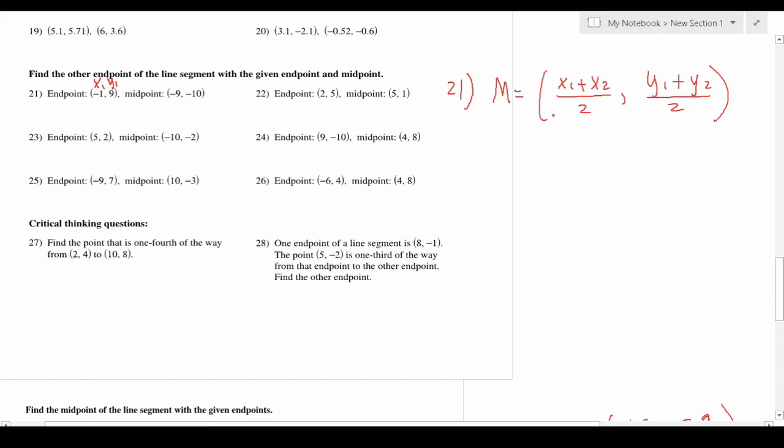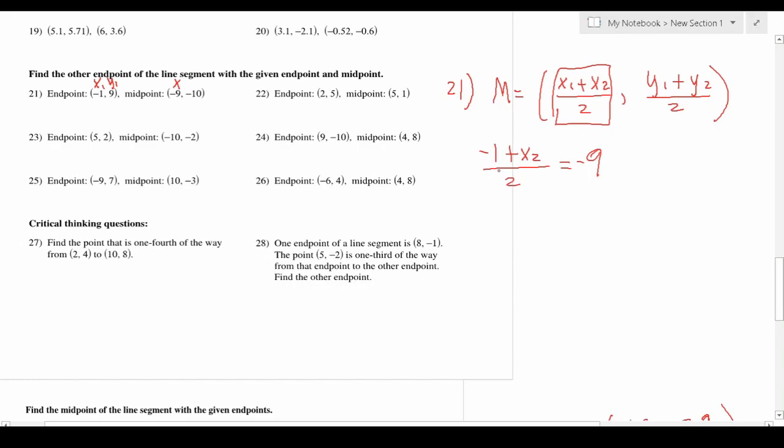Let's focus instead on the x value of this ordered pair. We know what x1 is. It's -1. We don't know what x2 is, so let's leave that as x2 divided by 2. We know that this -1 plus x2 divided by 2 has to give you this x value in the midpoint formula. So in other words, this is going to equal -9. And now we can simply solve for x2.